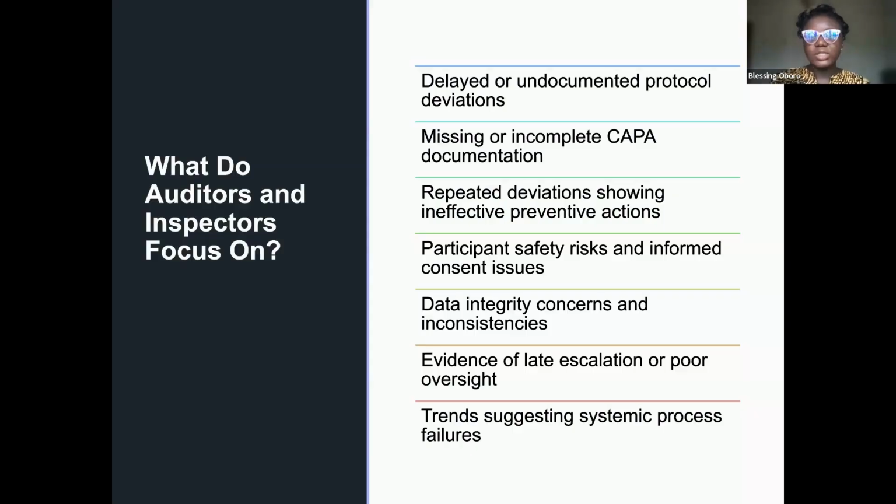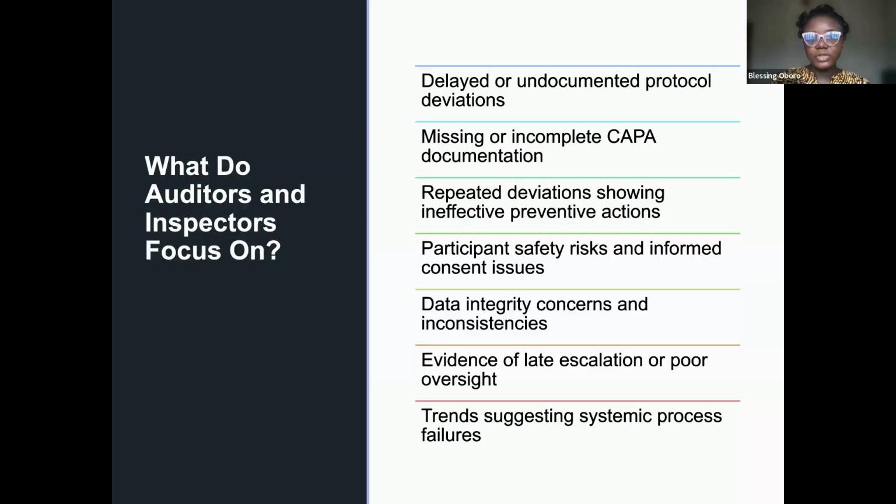Participant safety risk and informed consent issues. You want to make participant safety a priority, and even when they are signing informed consent, you want to make sure they are aware of everything, that even if there is any risk involved in the study, they are fully aware, and they are not going blindly into the study. So the signature is an implication that they consented. They read all of these things and they consented.